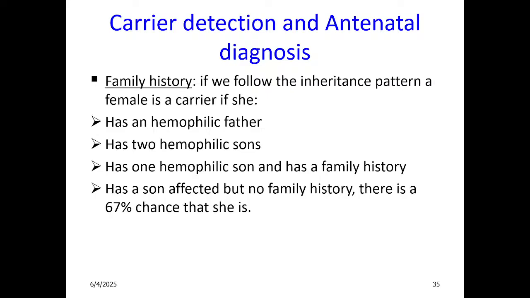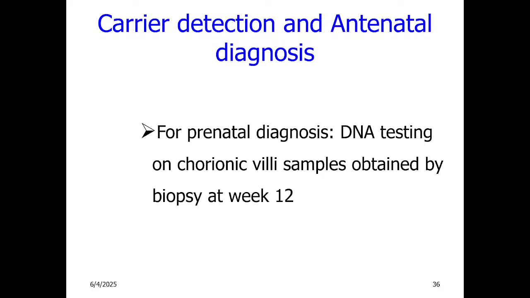Family history: if we follow the inheritance pattern, a female is a carrier if she has a hemophilic father, has two hemophilic sons, or has one hemophilic son and a family history. If she has a son affected but no family history, there is a 67% chance that she is a carrier. Carrier detection and antenatal diagnosis: for prenatal diagnosis, DNA testing or chorionic villus sample obtained by biopsy at week 12.